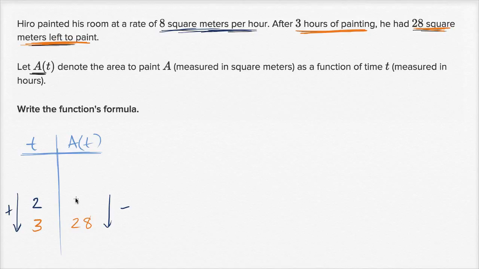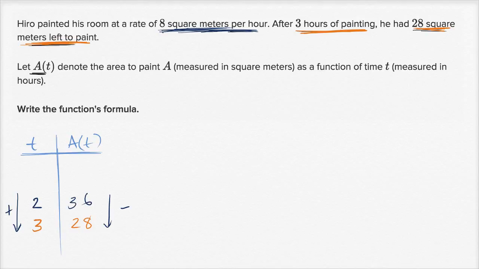So at 2 hours, he should have more to paint than at 3 hours. Because remember, A of t is how much he has left to paint. So how much more would he have had to paint at 2 hours than at 3 hours? Well, it tells us that he paints at a rate of 8 square meters per hour. So between 2 and 3 hours, he would have painted 8 square meters. So at 2 hours, he would have had 8 square meters more to paint. So if you add 8 to this right over here, you would be at 36. So he would have had 36 square meters to paint at 2 hours.